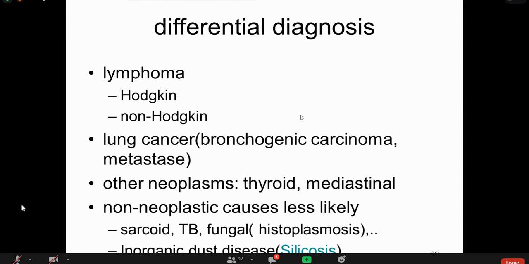Lymphoma was rightly said, Hodgkin's and non-Hodgkin's. It depends upon the age of the patient to whom the X-ray belongs. To which age group does he belong? Then we can have an idea of what class of lymphoma he is suffering from. The other differential can be lung cancer. This patient might be a smoker.